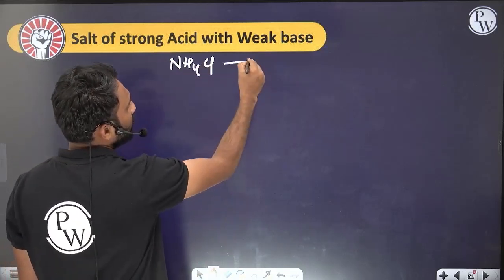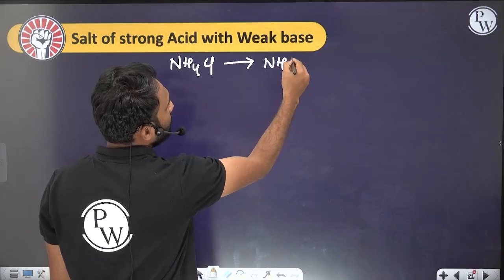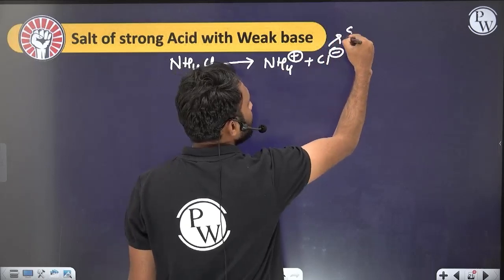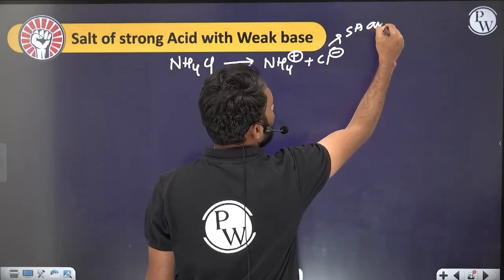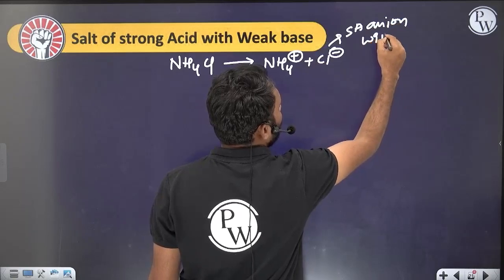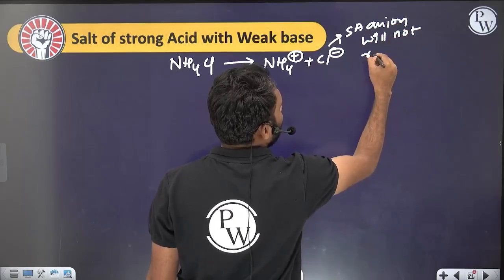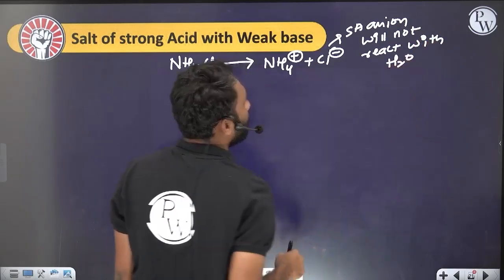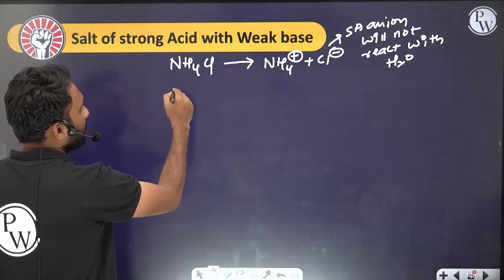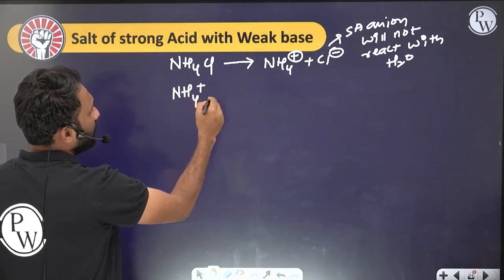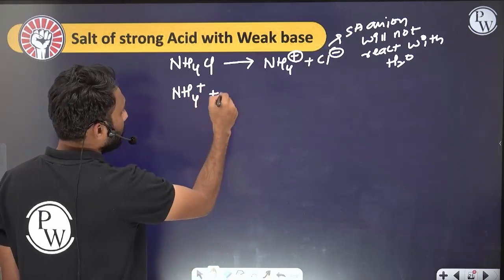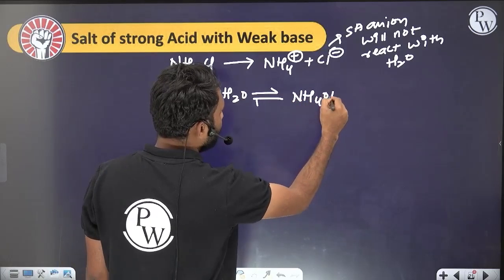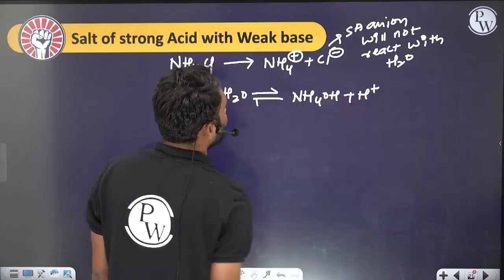Now this is a strong electrolyte, it will dissociate to NH4 plus and Cl minus. Now this came from the strong acid anion. The anion will not react with the water, will not react with H2O. Okay. Now this ammonium ion will react with the water. Ammonium ion plus H2O gives rise to ammonium hydroxide plus H plus.